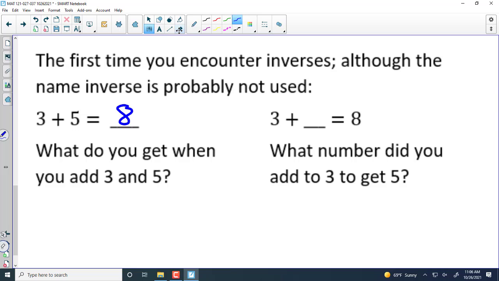And what they were actually doing is introducing you to inverses. Because instead of just asking yourself, what do you get when you add 3 and 5, you suddenly had to think backwards. You had to think to yourself, what number did you add to 3 to get 8? That's great, everyone. Okay. And the number you add to get 8 is 5. Good. Apparently I didn't pay attention way back when. So, inverses are backwards thinking.